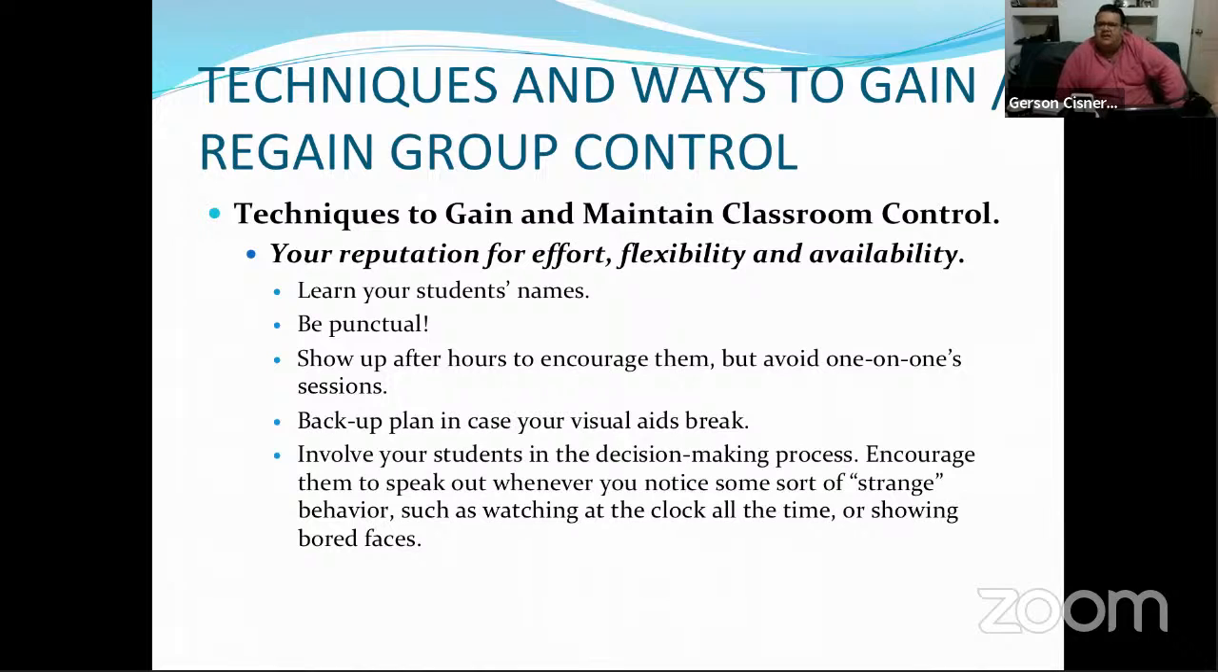Next one, Carla. Backup plan in case your visual aids break. Yes, you have a very cool PowerPoint presentation for your Zoom class, and then you forgot it or you lost it or it's deleted. And you're like, oh my God.